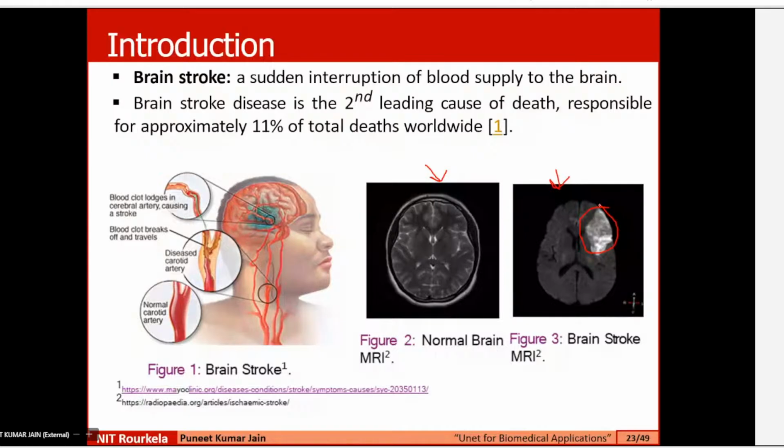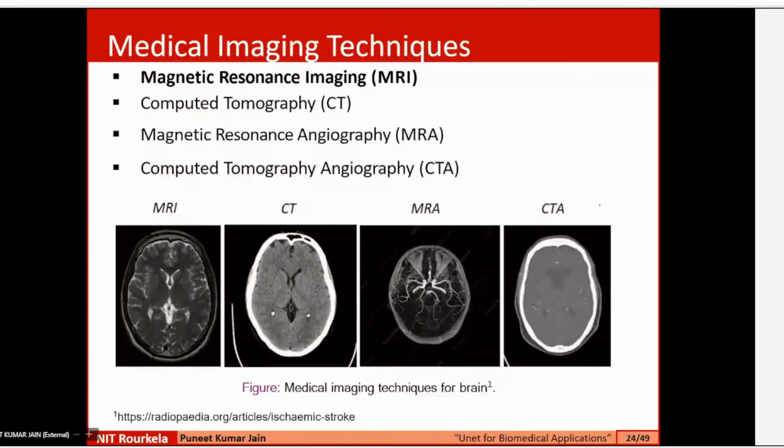Now we have different imaging modalities to analyze the internal structure of the brain. The most prominent one is MRI, which stands for magnetic resonance imaging. Then there are other techniques. I think the previous talk was focusing on computed tomography, or CT images. Then there are two other techniques: MRA, magnetic resonance angiography, and computed tomography angiography.